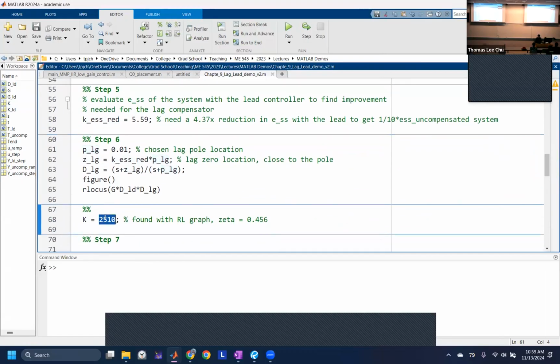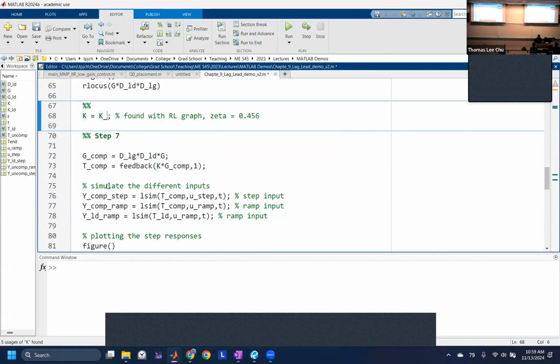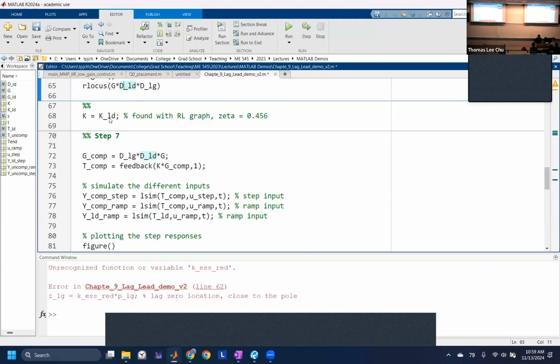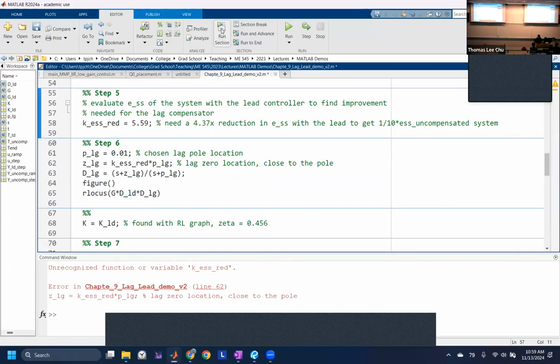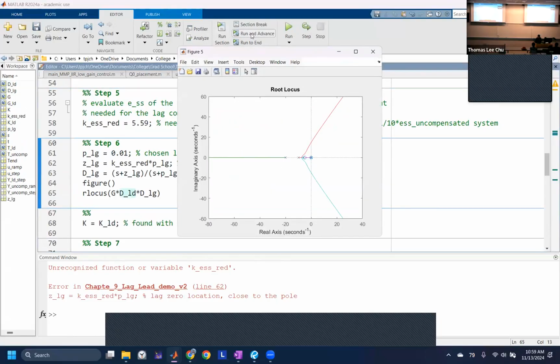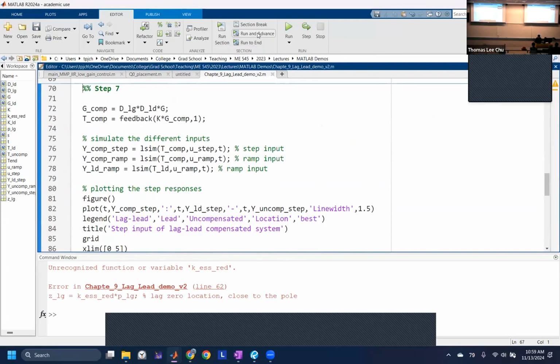And then I'm just going to use K equal to K lead; we're just going to maintain that. Okay, run that. Okay, we're going to do that. Then run that, and run the next one. Okay, and so now we have the full system.